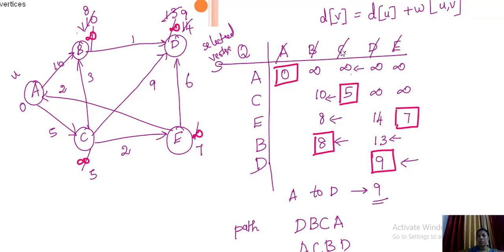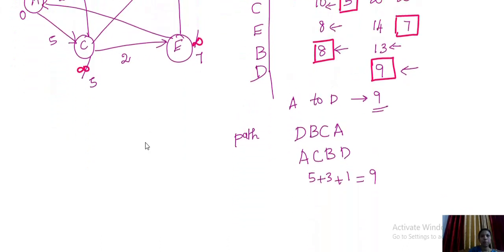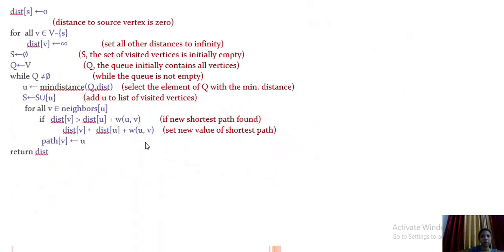And then what we did, we chose who is having the minimum distance. So in this case, C is having the minimum distance. Then what we did, we find who are all the near neighbors of C. Who are the near neighbors of C? B and D, right? B and D and E. So that is what we are finding. For all the neighbors of U, we are going to calculate the distance.